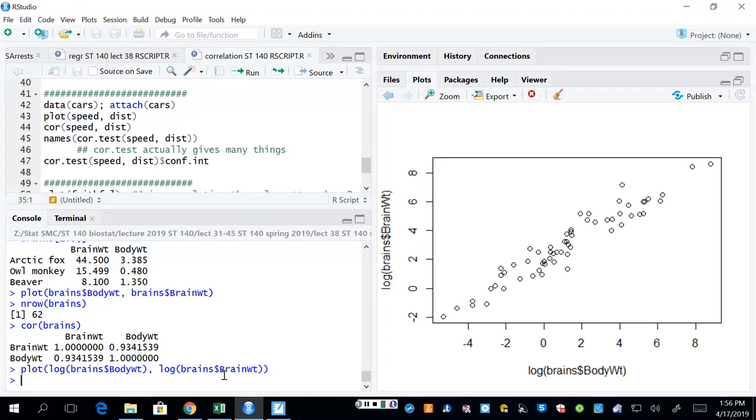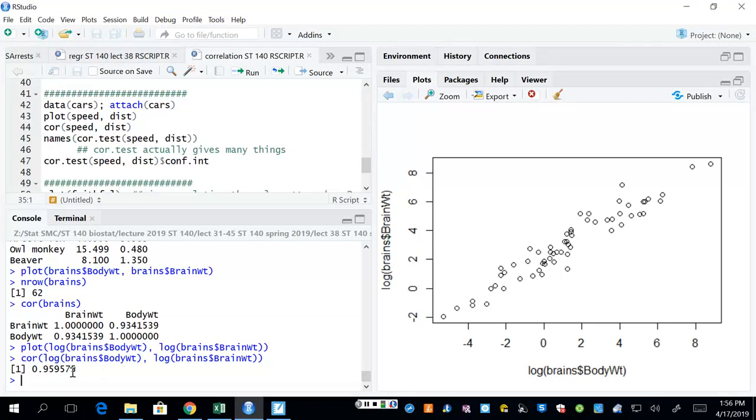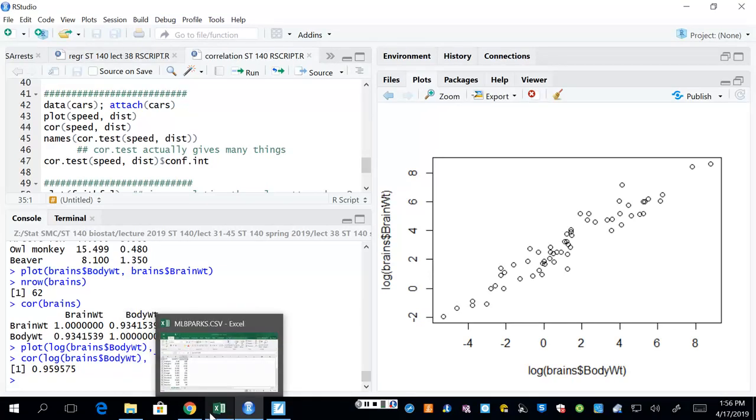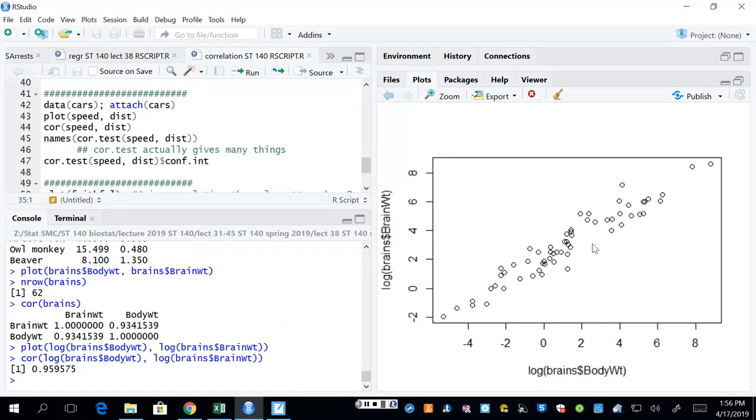And although we had high correlation before, right, the correlation here is a little bit higher, 0.96. It was 0.93 before. So if you looked at it and had some idea from science that maybe it's not exactly linear, you might then take the log.